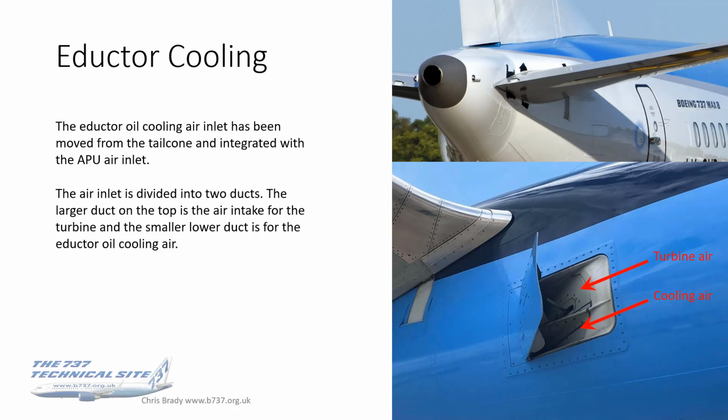The adductor cooling, as I mentioned earlier, remember that second upper hole on the back of the NG tail cone, that's moved here, and you will notice that the APU air inlet is divided into two. So there's the turbine air going in the larger duct on the top, and cooling air goes in the smaller lower duct, and that is where the oil cooling and APU cooling air goes. So it's a different intake mechanism.